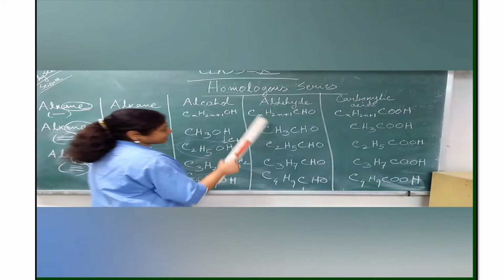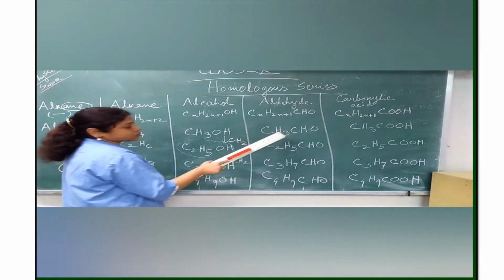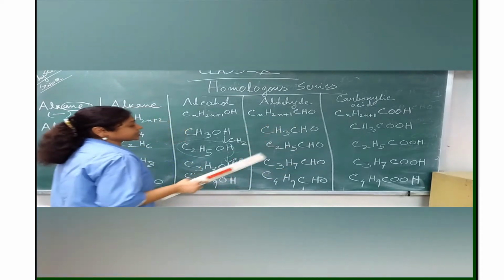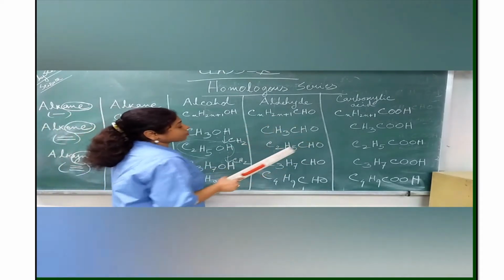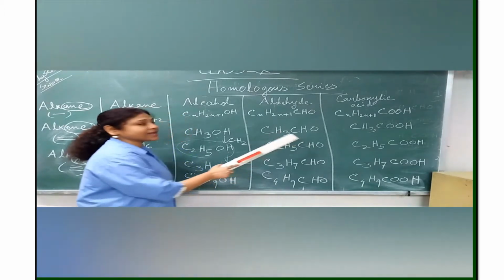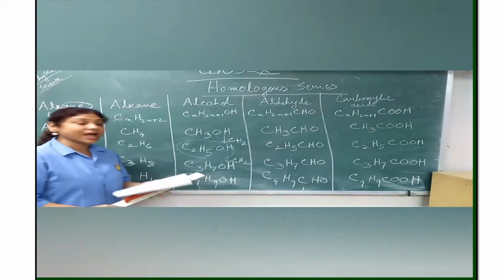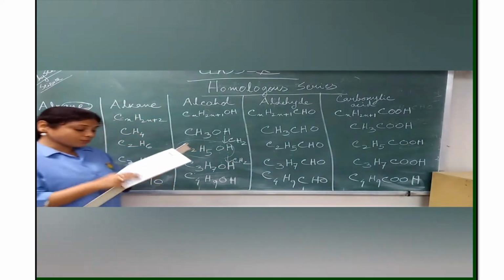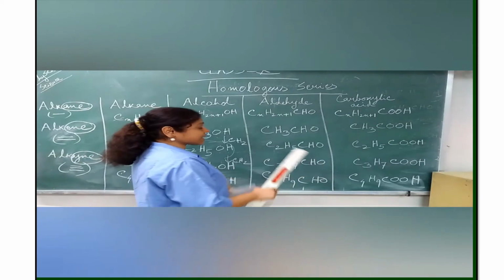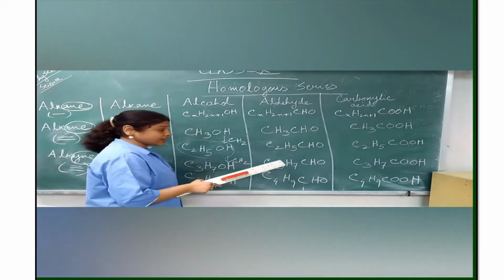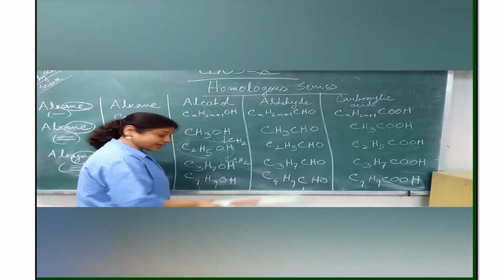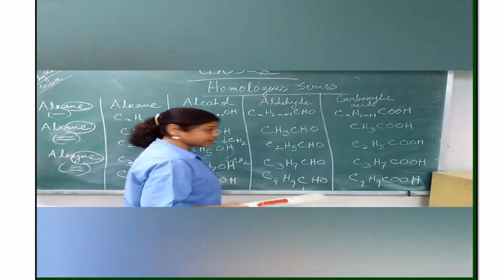Now the next one, aldehyde. Same here, n is equal to 1, n is equal to 2, like this it will move on. N is equal to 3, like this. Now, the name of this compound is methyl aldehyde. Okay, this is in your book. You will read this, don't worry. You can say this methyl aldehyde or formaldehyde. Now next one, ethyl aldehyde. This is propyl aldehyde. This is butyl aldehyde, like this.